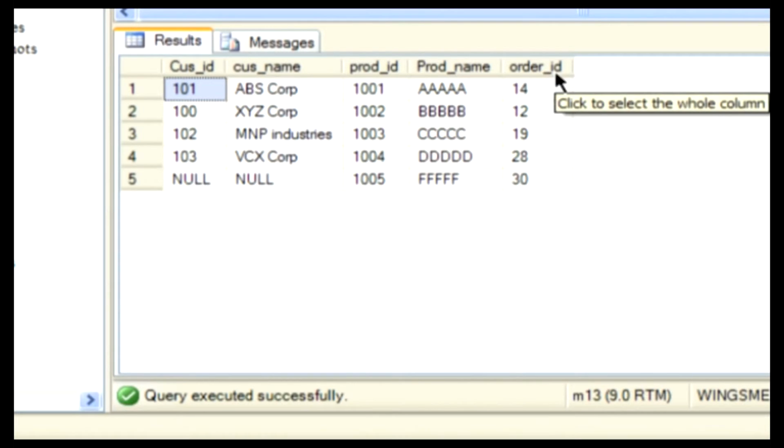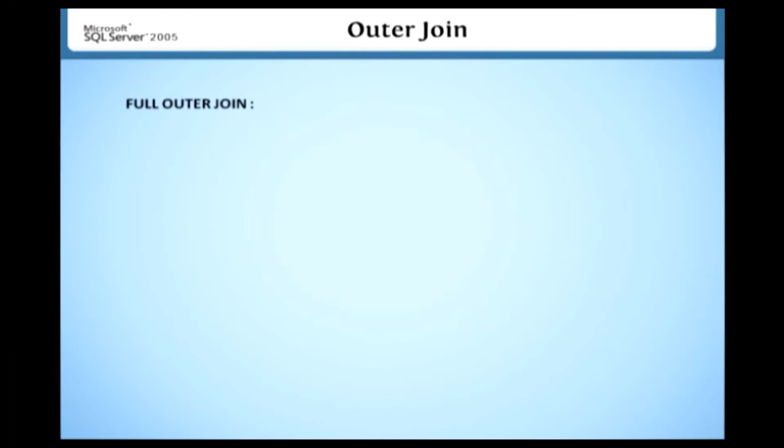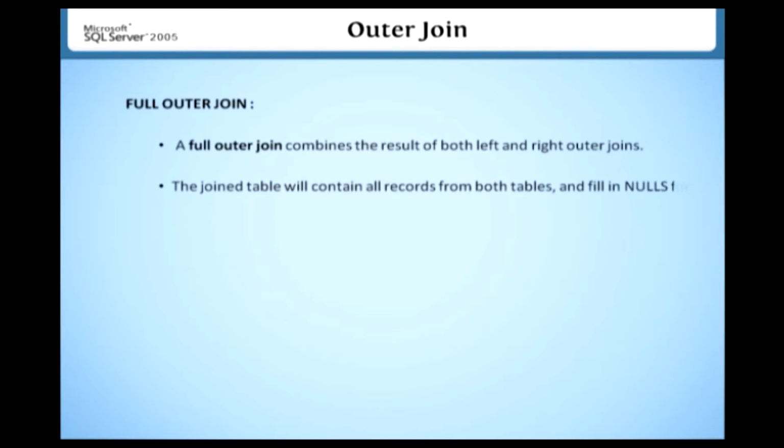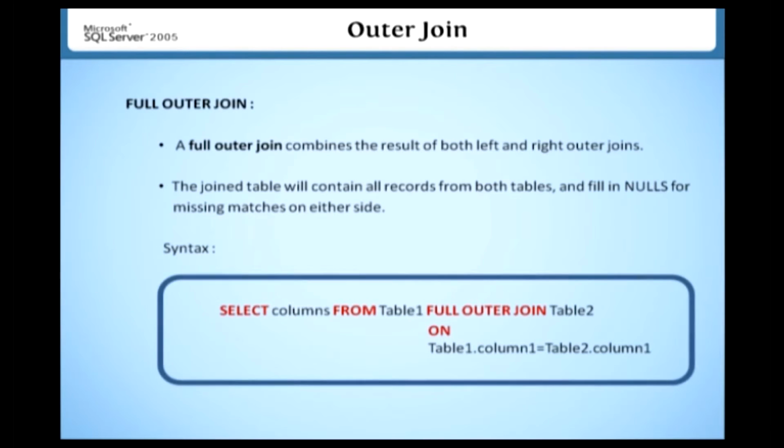Now, let's discuss the full outer join. A full outer join combines the result of both left and right outer joins. The joined table will contain all records from both tables and fill in nulls for missing matches on either side. Let's see that syntax. It selects the corresponding column values from tables. Full outer join selects all the row values from the right table and the left table.